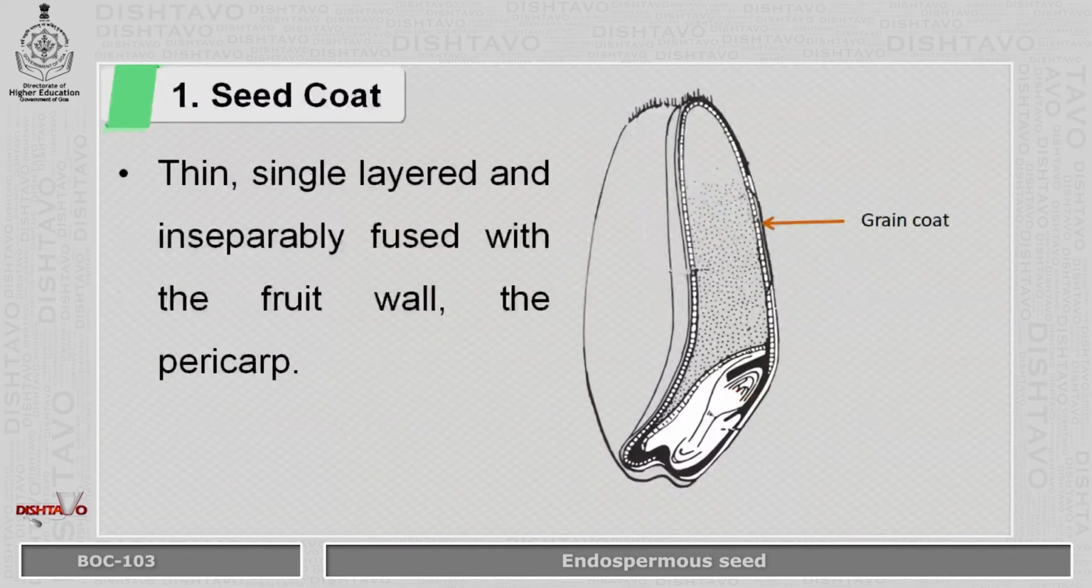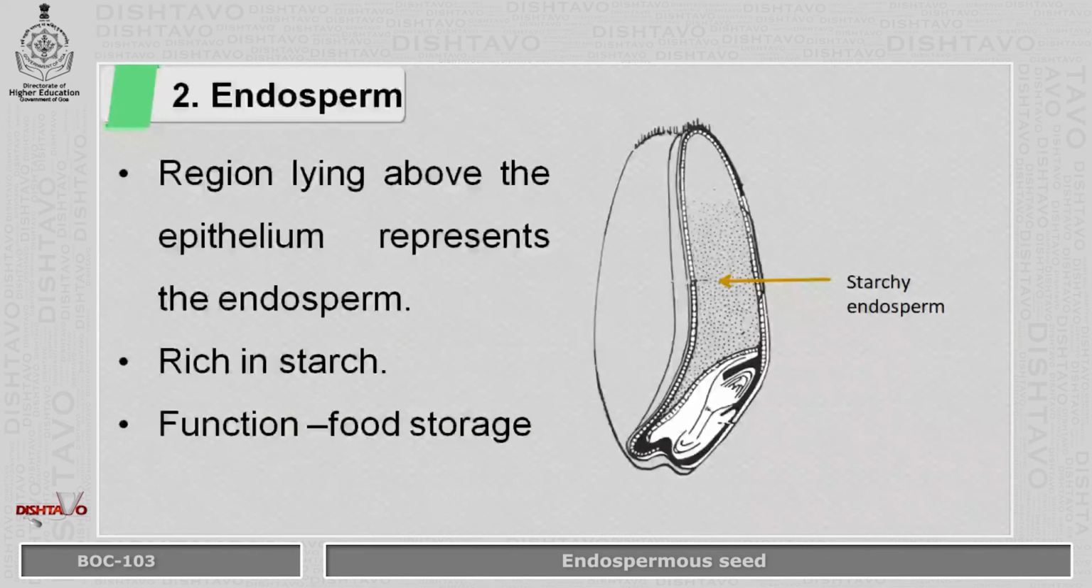Let us first understand the seed coat. It is also called the grain coat. They are thin, single layered, and they are fused with the grain wall, which is the pericarp. Next is the endosperm. This is a starchy region. This is a starchy endosperm in case of this maize seed. This region lies above the epithelium cell, and the function of this endosperm is food storage.